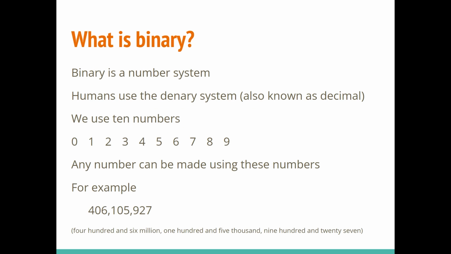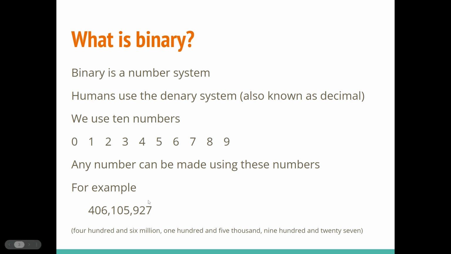So what is binary? It's a number system. Humans like to use numbers, and the one we normally use is called decimal. The SQA like to refer to it as denary, but they mean the same thing. They're interchangeable. What decimal means is 10 numbers. We use 10 numbers. You might think it's 1 to 10, but it's 0 to 9. Using these 10 numbers, we can create any other number.